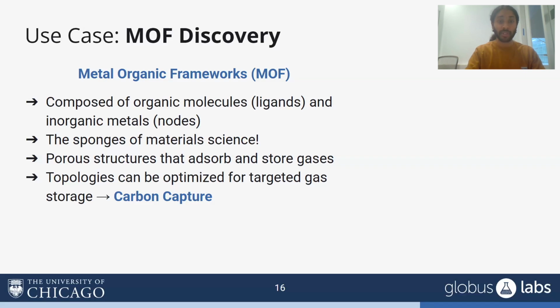A specific use case that we've looked at is MOF discovery. So MOFs are these metal organic frameworks. If anyone was paying attention last week, this was the Nobel Prize winning discovery for chemistry this year, but they're really the sponges of science. So they can be used to do things like clean up oil spills or optimize them for capturing carbon from factories or other industrial settings.